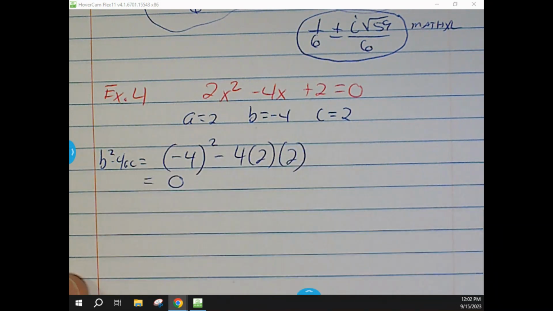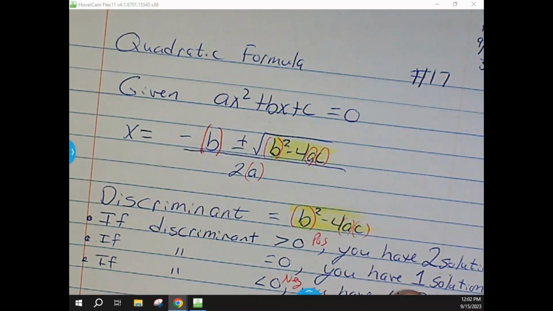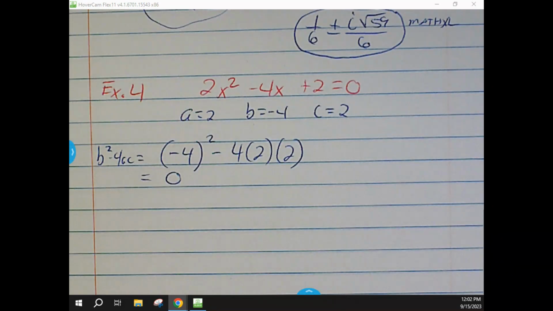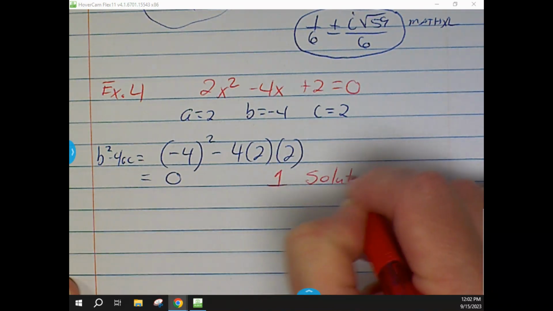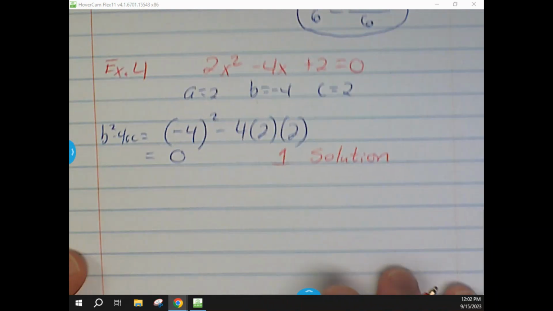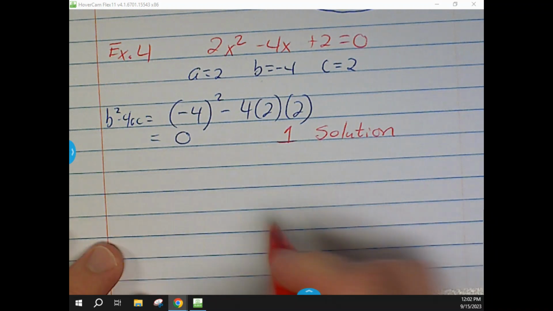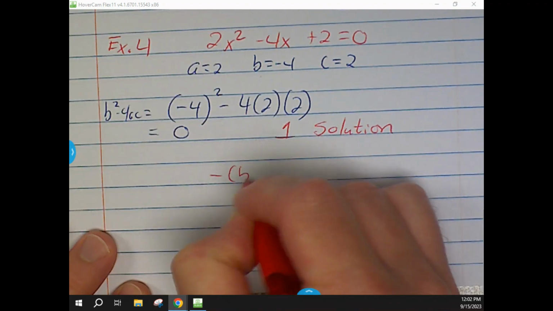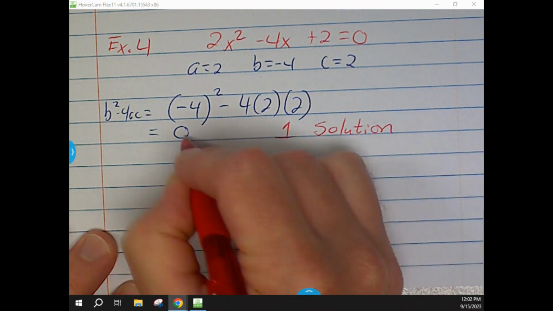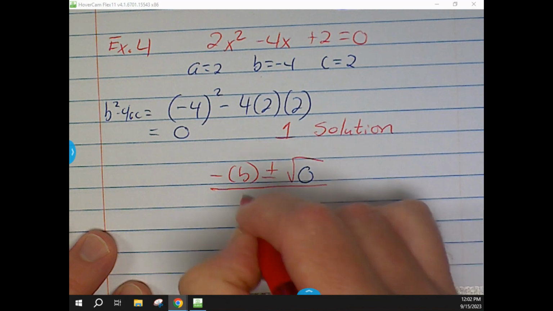Okay, so the discriminant is 0, which means we only get one solution. All right, and if you're doing these, this is where you kind of want this to work out, because this is where it works out nice and easy. If you take these numbers and plug them back into the quadratic formula, it's the negative of b plus or minus the square root of 0 over 2 times a.